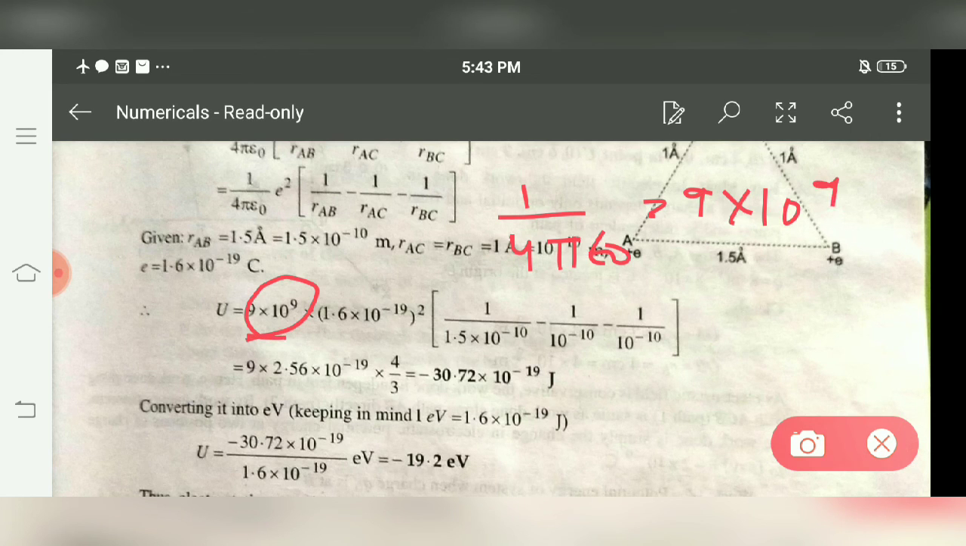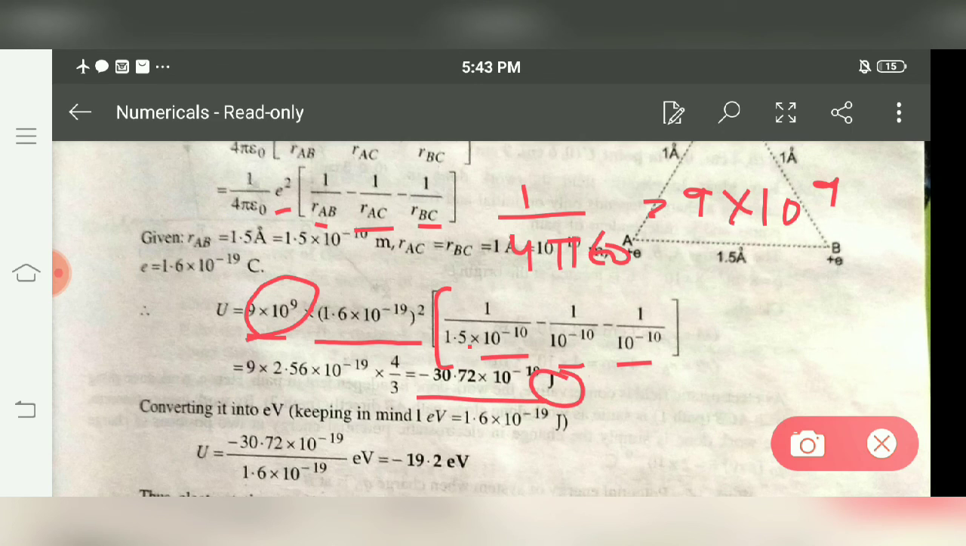Just substitute the value. e squared means (1.6 × 10^-19) squared, in bracket 1/RAB is 1/(1.5 × 10^-10), RAC is 1 × 10^-10, and RBC is 10^-10. By solving this system, we get this much energy.